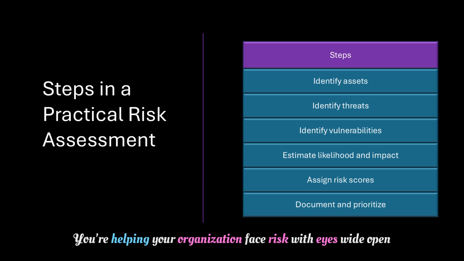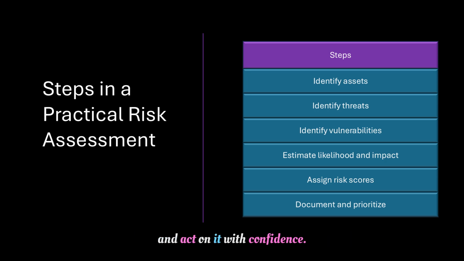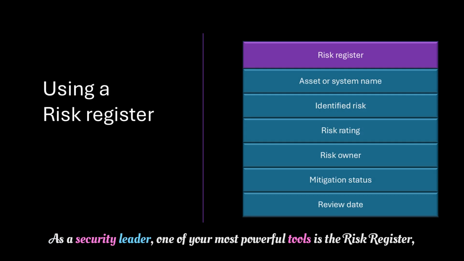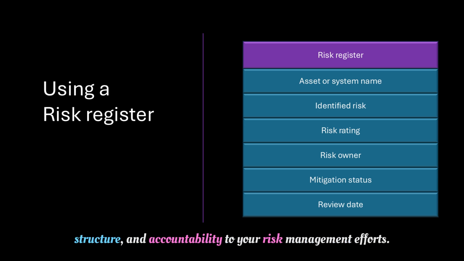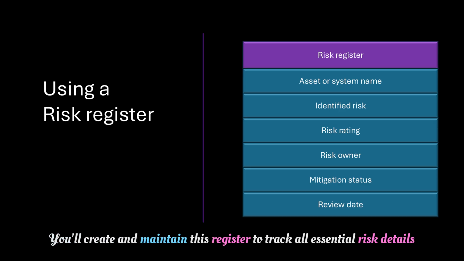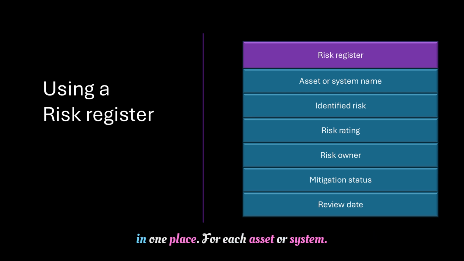You're helping your organization face risk with eyes wide open and act on it with confidence. As a security leader, one of your most powerful tools is the Risk Register, which is a living document that helps you bring clarity, structure, and accountability to your risk management efforts. You'll create and maintain this register to track all essential risk details in one place.